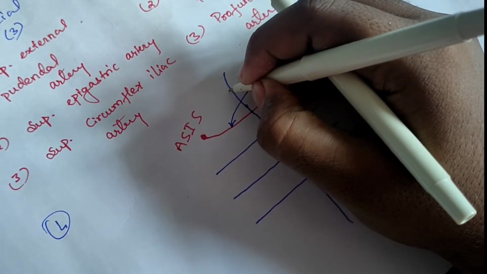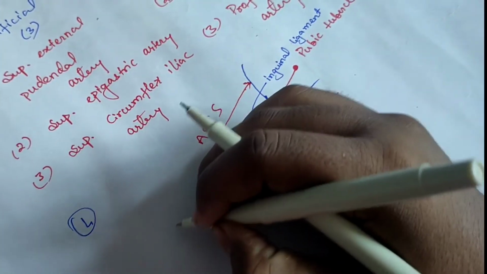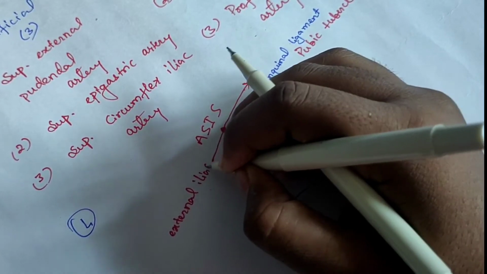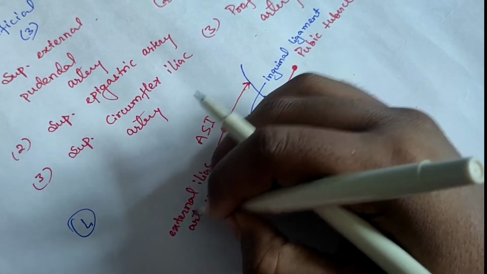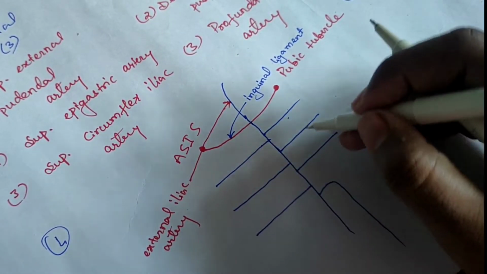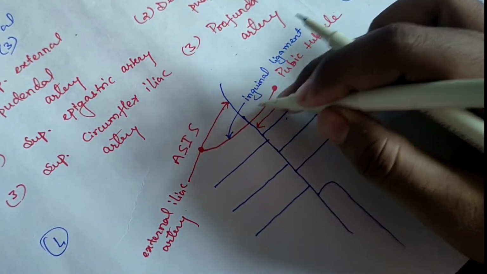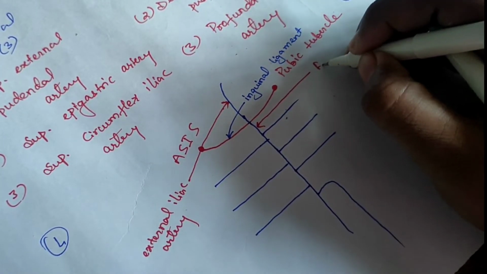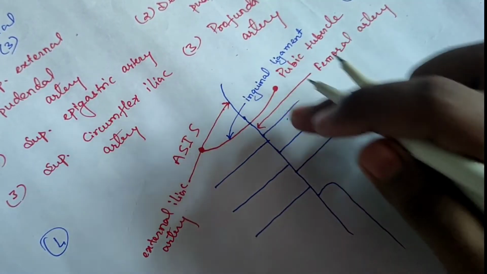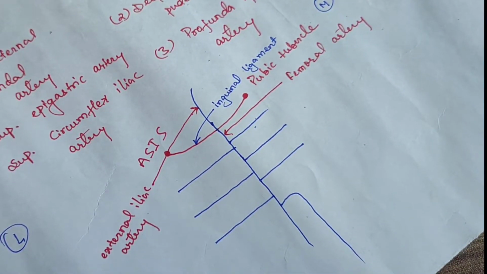This one is your external iliac artery, and now these rest are the branches of femoral artery. This artery which originates after inguinal ligament, this is your femoral artery, and these are the 7 branches of femoral artery. Okay, now I'll name the branches of femoral artery.